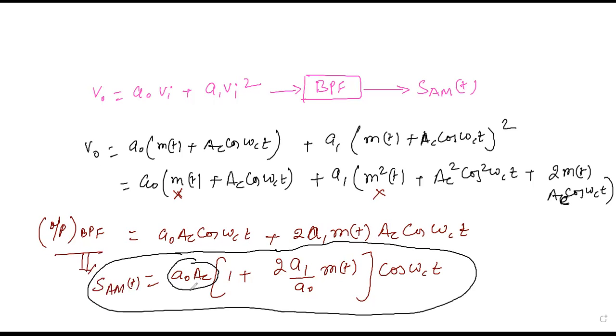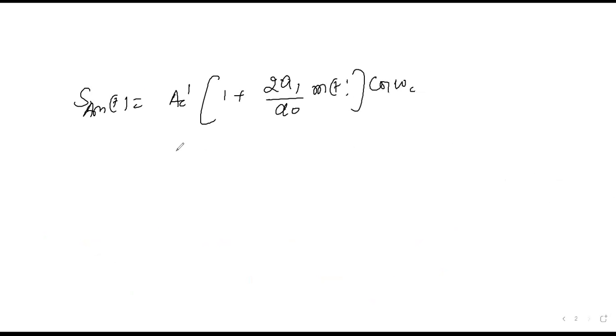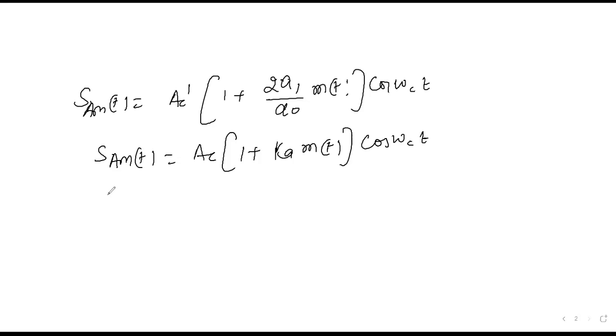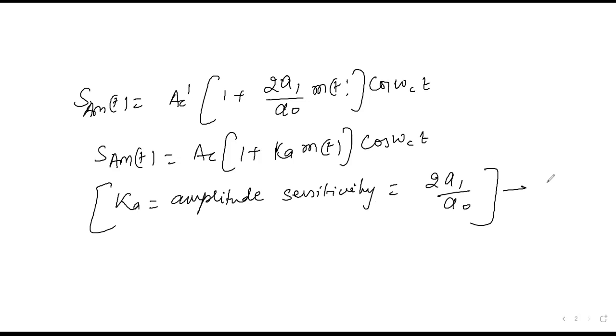Now, this A naught AC can be written as AC dash. So your equation becomes AM equal to AC dash times 1 plus twice A1 by A naught into M of t, cos omega ct. Just equate with the original, 1 plus K into M of t into cos omega ct. So here the amplitude sensitivity K is twice A1 by A naught, by using a square law modulator. Got it, my dear friends? Is it clear?